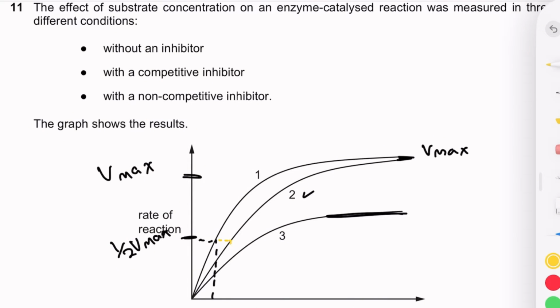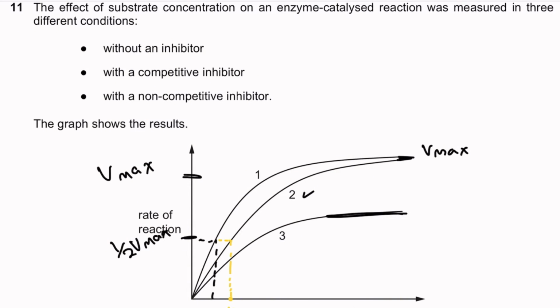But when we add a non-competitive inhibitor, like as you can see in number 2, what happens is that the Km, the substrate concentration at which half the Vmax is reached, is definitely bigger, right? It's bigger than this value here. And therefore, this means that the enzyme affinity to substrate has been decreased.